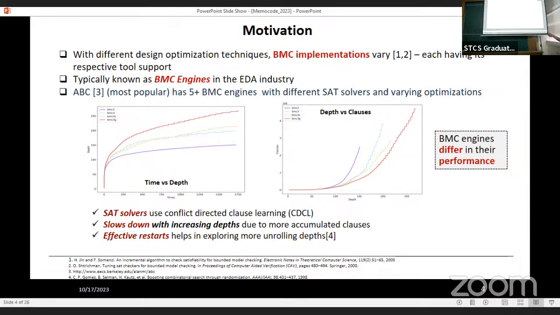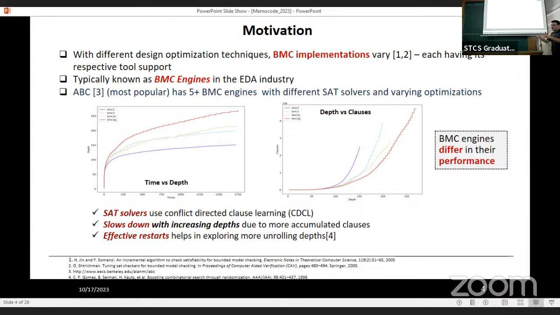The key to understanding why these engines differ was the state-of-the-art technique used inside SAT solvers today. It's called conflict directed clause learning, or CDCL. The engines inside ABC have some kind of clause learning technique that powers almost all the SAT solvers you see here. As the depth increases, each of these BMC engines starts accumulating these conflict clauses. So what is a conflict clause?